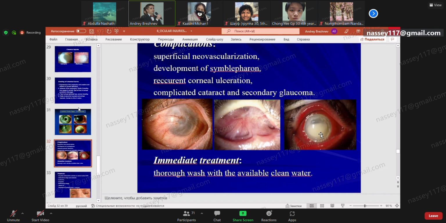Immediate treatment of chemical burns, as you know, is a thorough wash with the available clean water. The greater the time between injury and decontamination, the worse the prognosis. The sooner you start washing the conjunctival sac, the better the prognosis. Mechanical removal of contaminant from the conjunctival sac and corneal surface is needed.